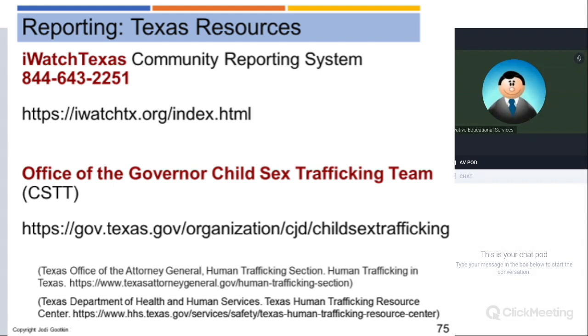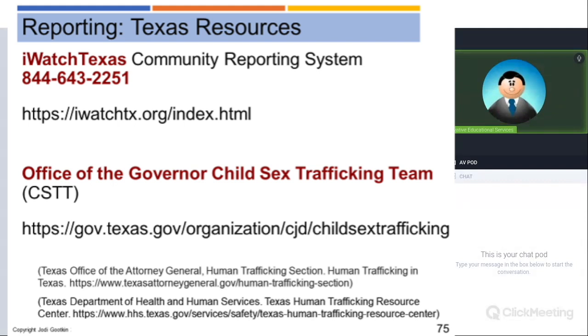In addition to the National Human Trafficking Hotline, the state of Texas provides several other reporting methods. iWatch Texas is a community reporting system. On the website, you can report suspicious activities or behaviors that may be indicative of criminal activity, including human trafficking. The website is not designed to report emergencies. They indicate if it is an emergency, 911 should be called.